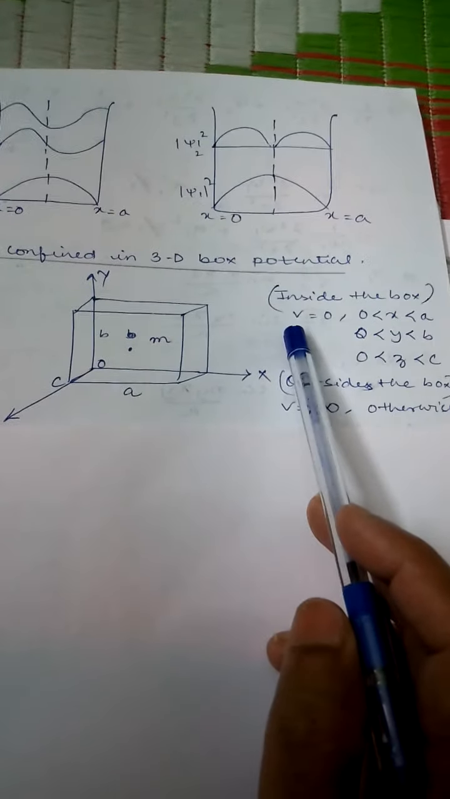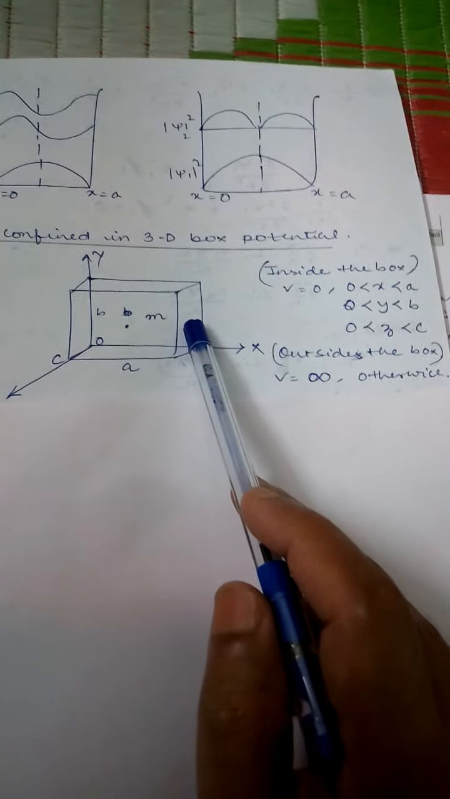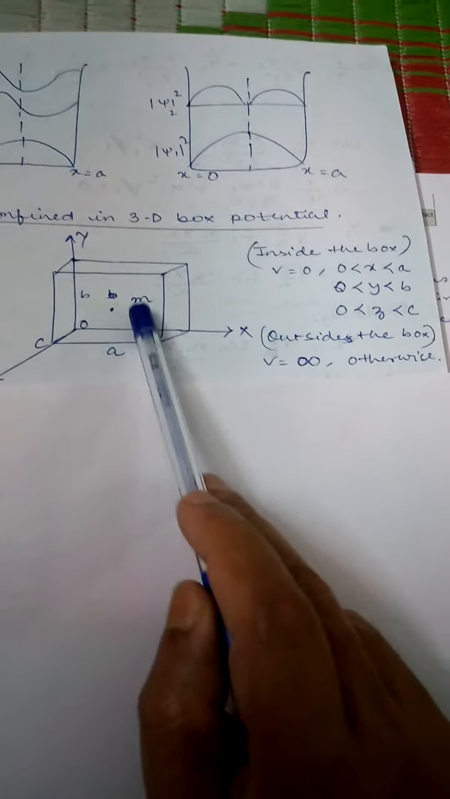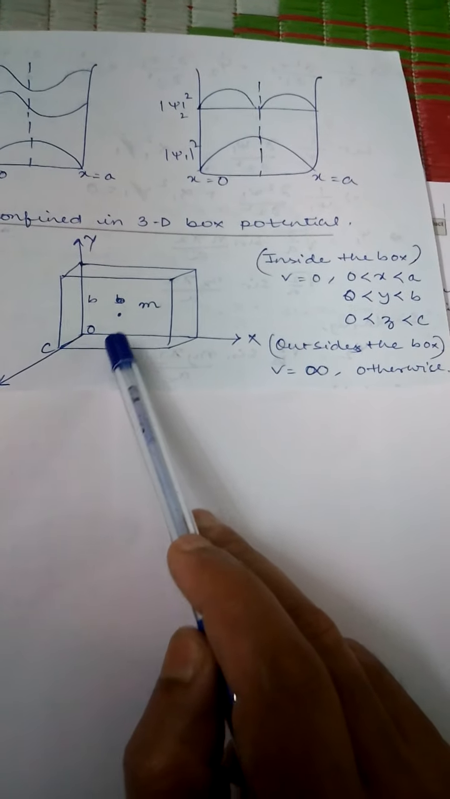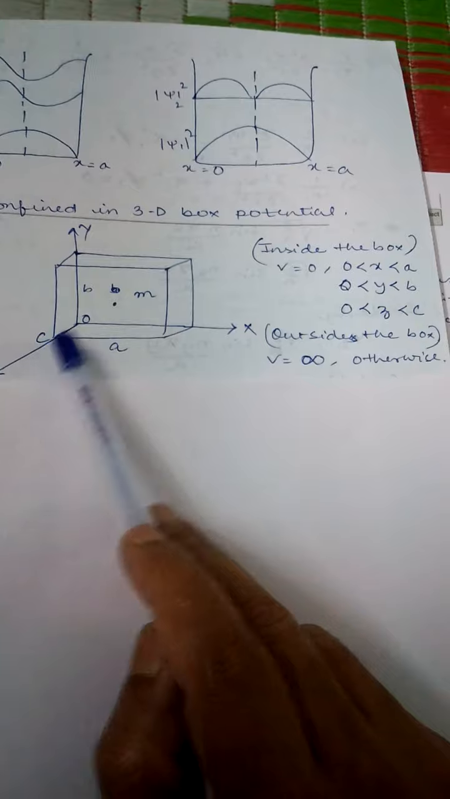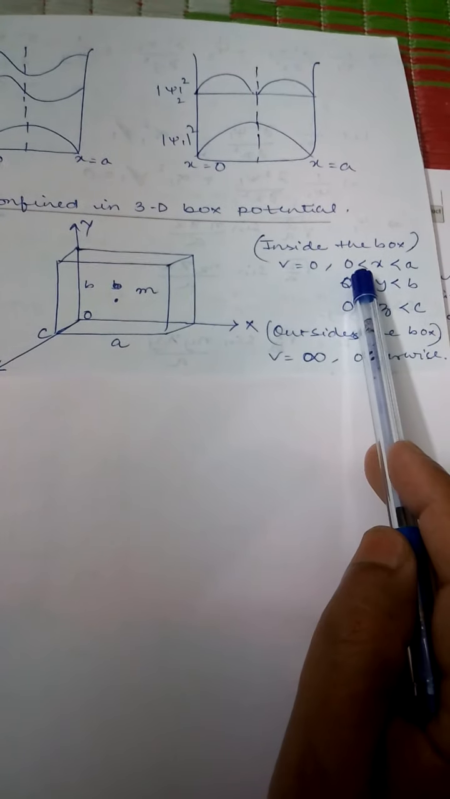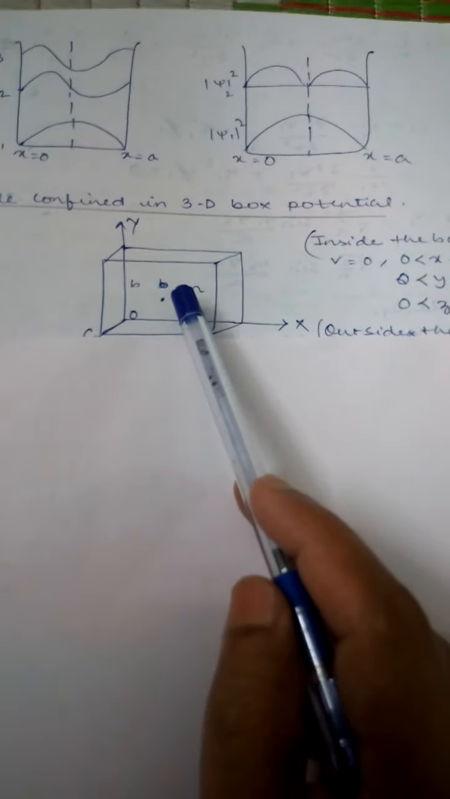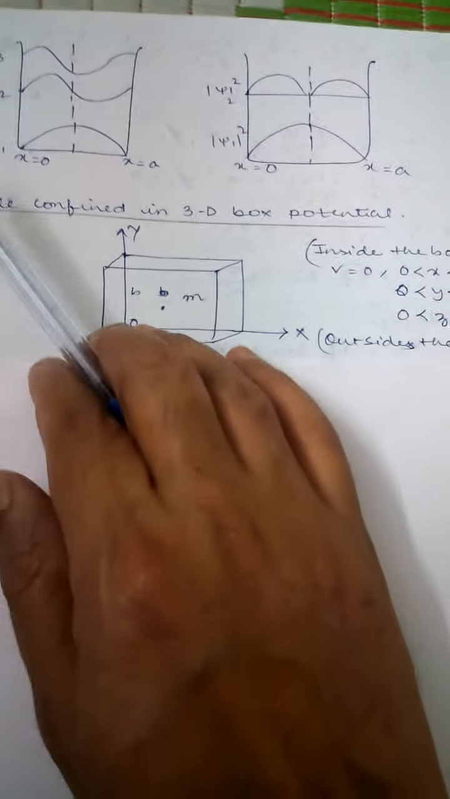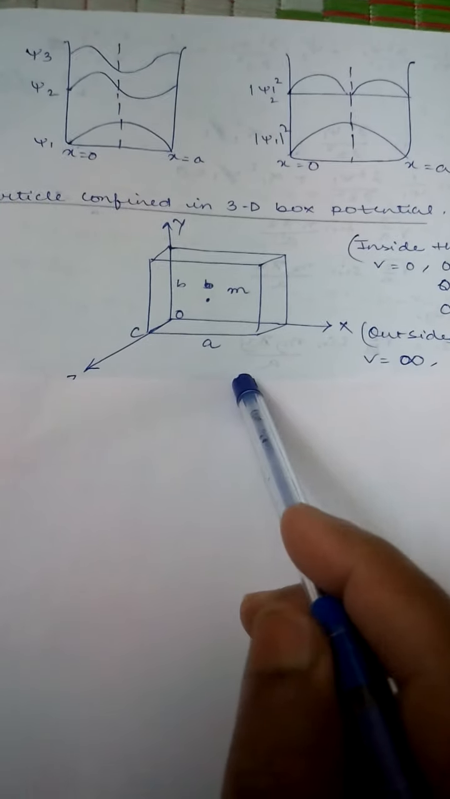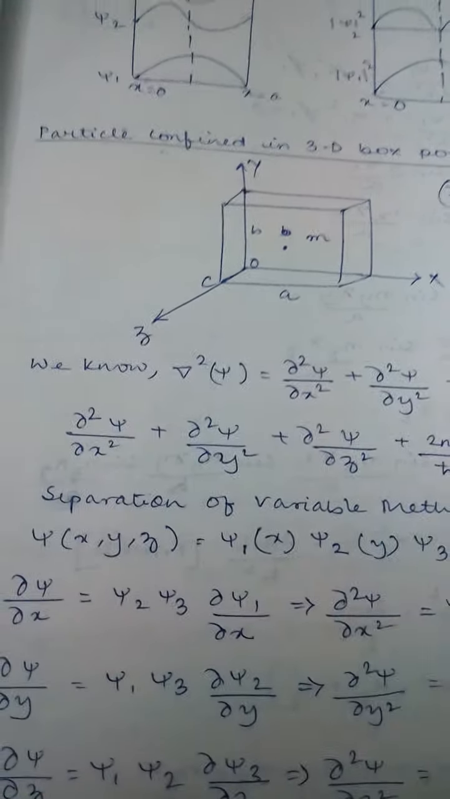Just like the one-dimensional box potential problem, we consider some assumptions for simplicity of calculation. Here we consider that inside the box the potential is 0, V equals 0, for x from 0 to A, y from 0 to B and z from 0 to C. So within the box the potential is 0, and outside the box the potential becomes infinity. This means the particle cannot reach beyond the box. So this is the concept of the three-dimensional box potential problem.